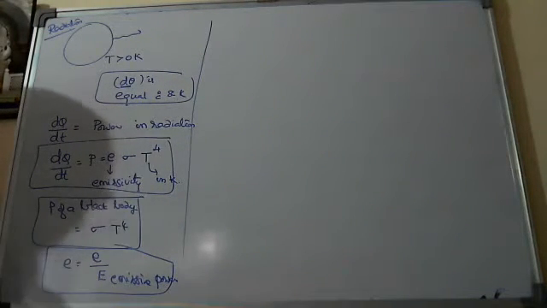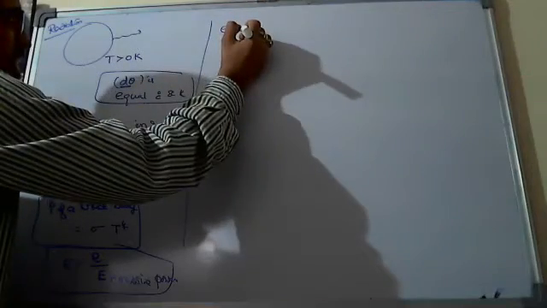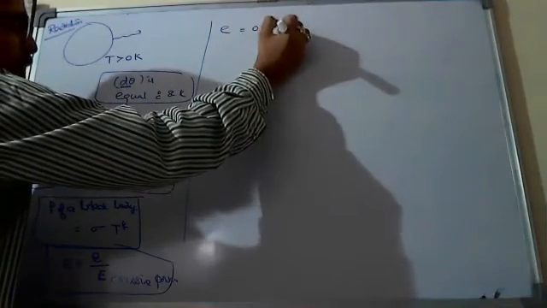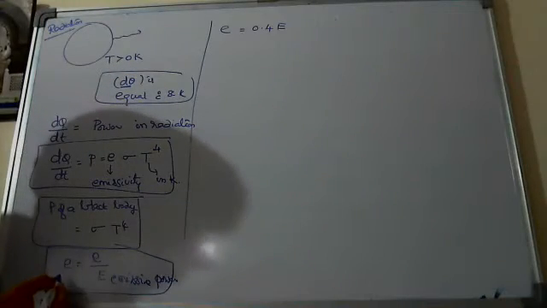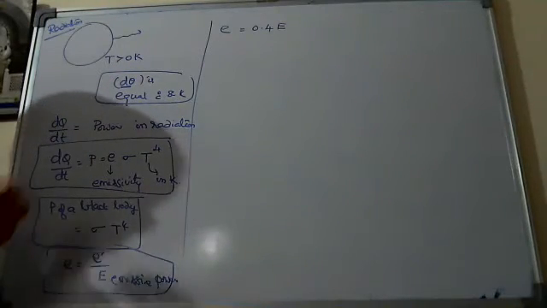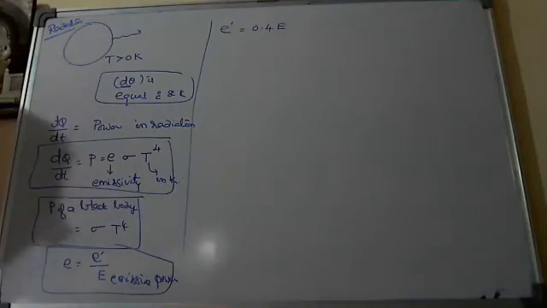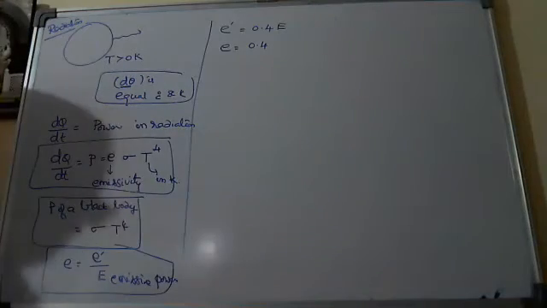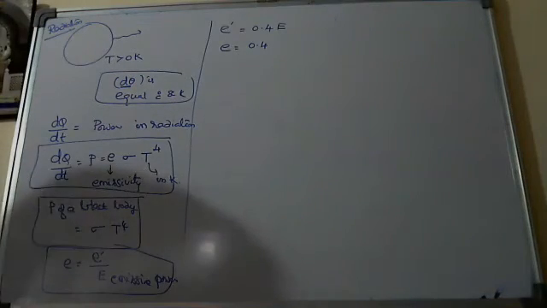Like, what if it says the emissive power of a body is 0.4 times the emissive power of the black body. Here you may get some confusion, so better I take it as some E dash. So E dash equals 0.4 E. Then the emissivity is straight away 0.4. There we require this type of equation to find out the emissivity.